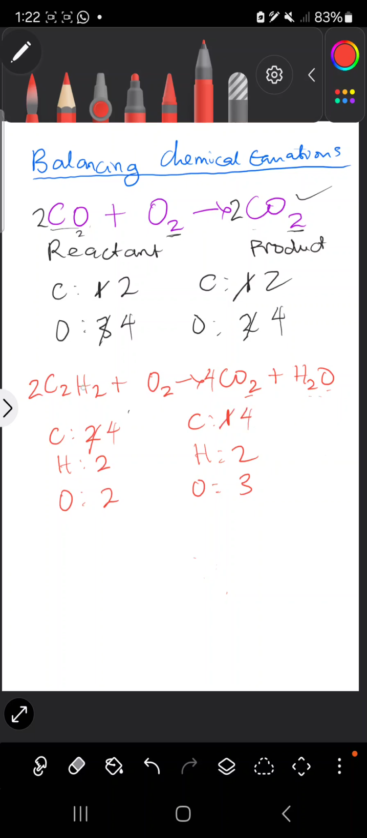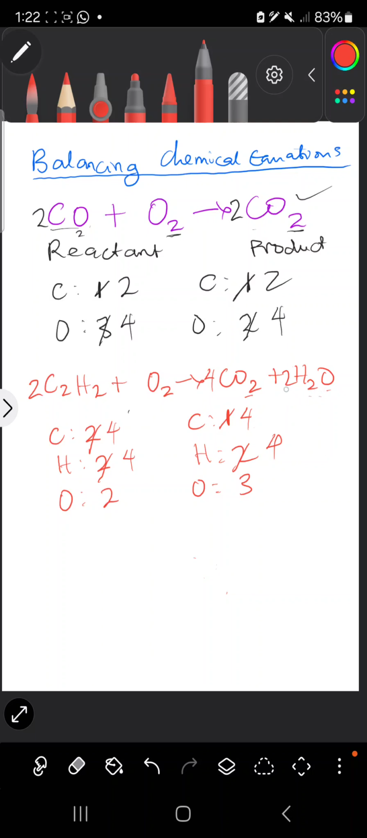Let us see. Remember that this 2 is also multiplying this hydrogen. So 2 times 2 for hydrogen is also 4 here. Okay. So on the reactant side, I have 4 hydrogen atoms. On the product side, I still have 2 hydrogen atoms. So I need to alter it. What can I do? If I put 2 here now, that gives me 2 times 2. Hydrogen is also 4 now here. It's balanced. Then let us look at our oxygen.